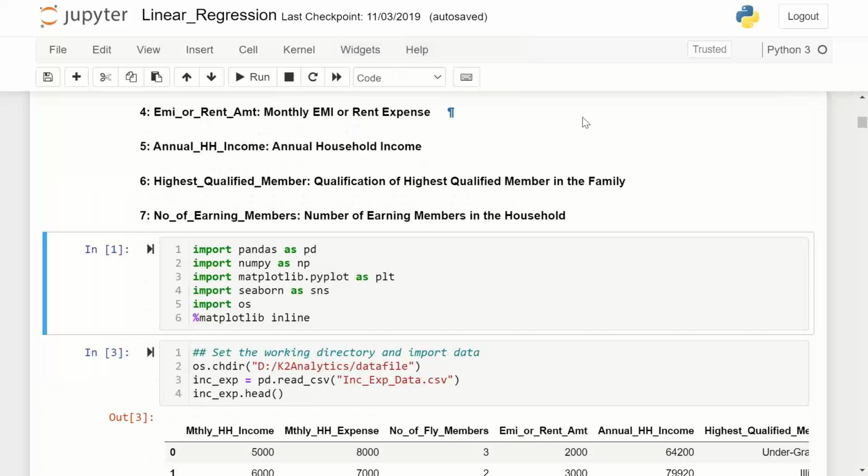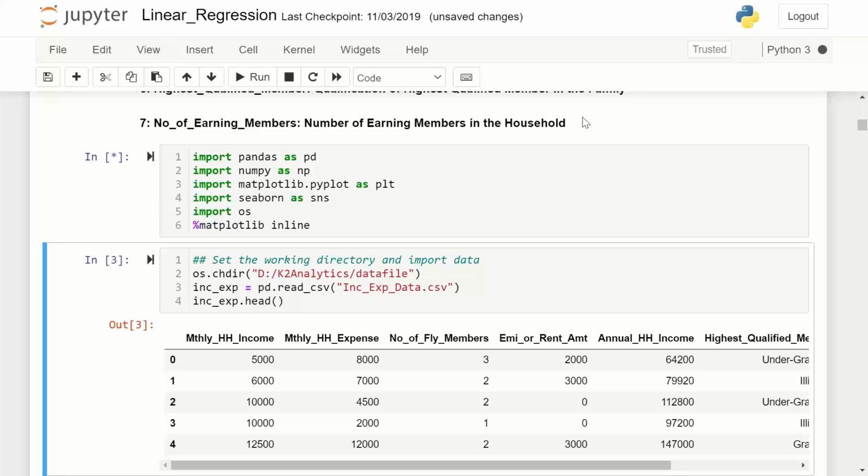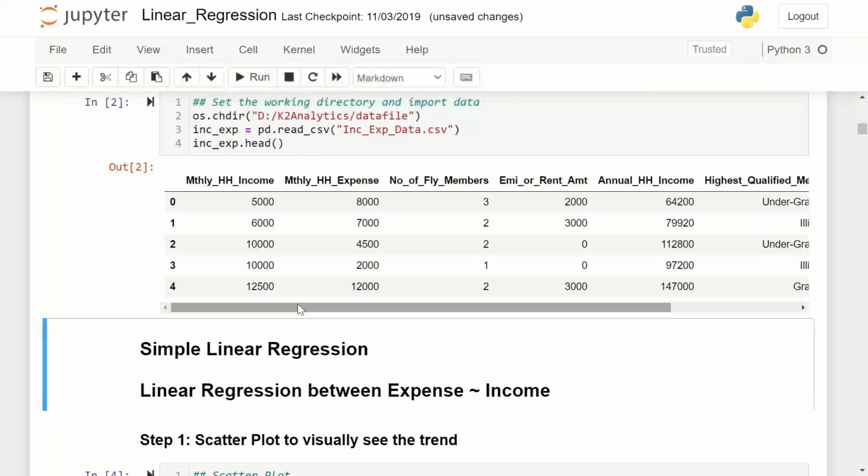Step 1, we import some basic libraries. Shift enter. Then I change my working directory. This is my directory where my data file is. So I'm changing my directory, and then using pandas read CSV, I'll read the file. Shift enter. My file has been read.